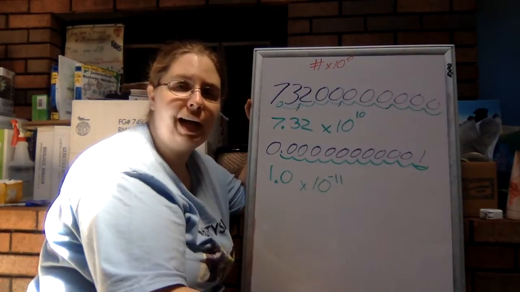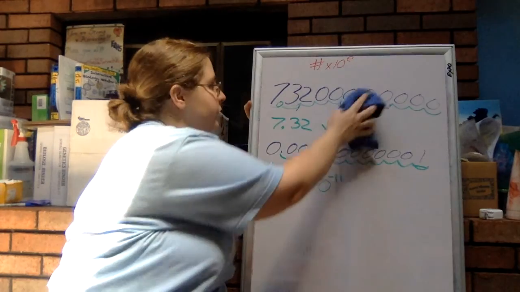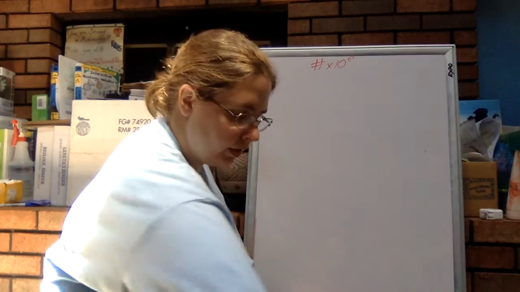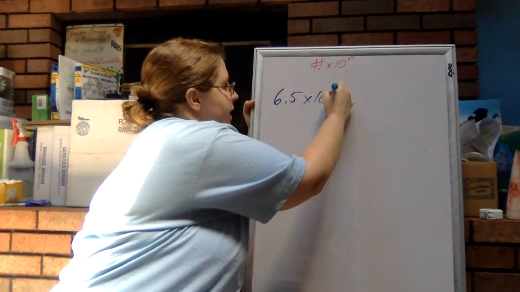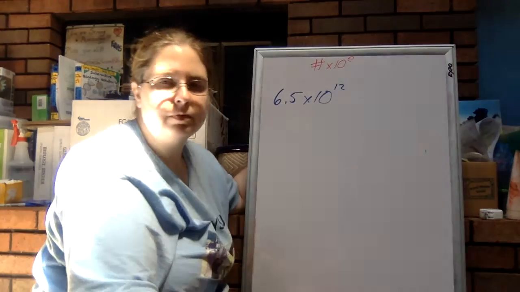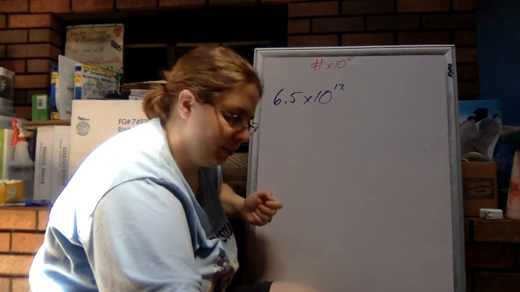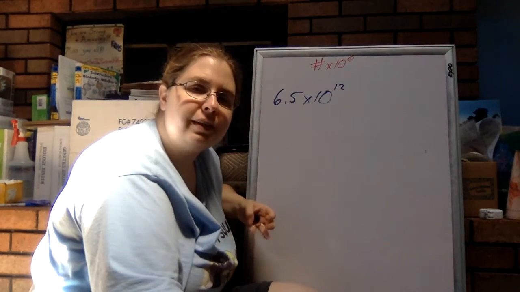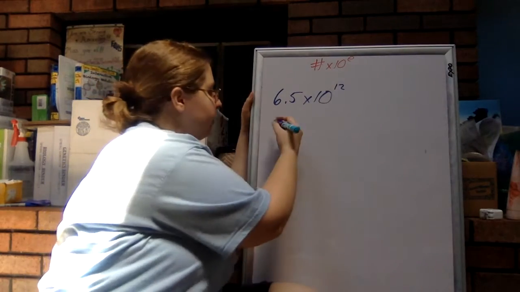We're going to now talk about how to take the numbers in scientific notation and put them back into standard notation, standard form. We have 6.5 times 10 to the 12th. All right. So now let's put this back into regular form. We're actually going to do it just like we did before, but backwards. Positive exponent tells me my number is going to be bigger than 1.